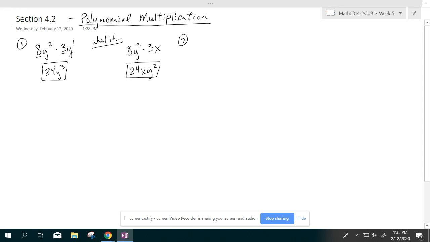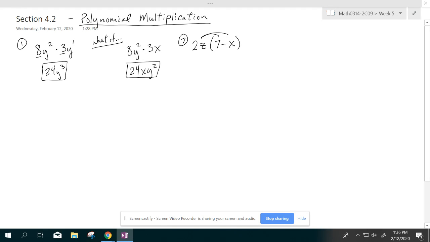Number 7. So this would be a step up. Here, this is a monomial times a binomial. One term times two terms. And this is affectionately known as the distributive property. Would it be 14z minus 2z equal xz?